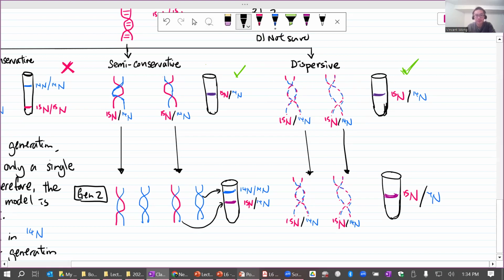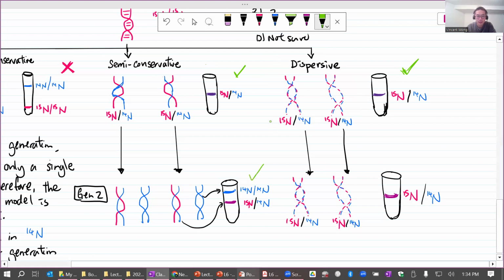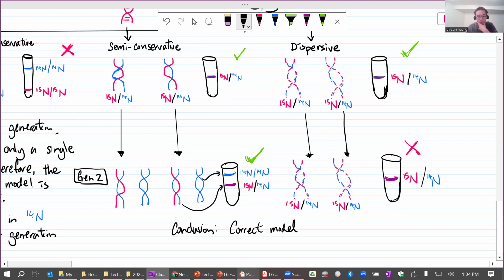So they did the experiment, and it turns out that they saw this one, and not this one. So the conclusion: the correct model is semi-conservative.